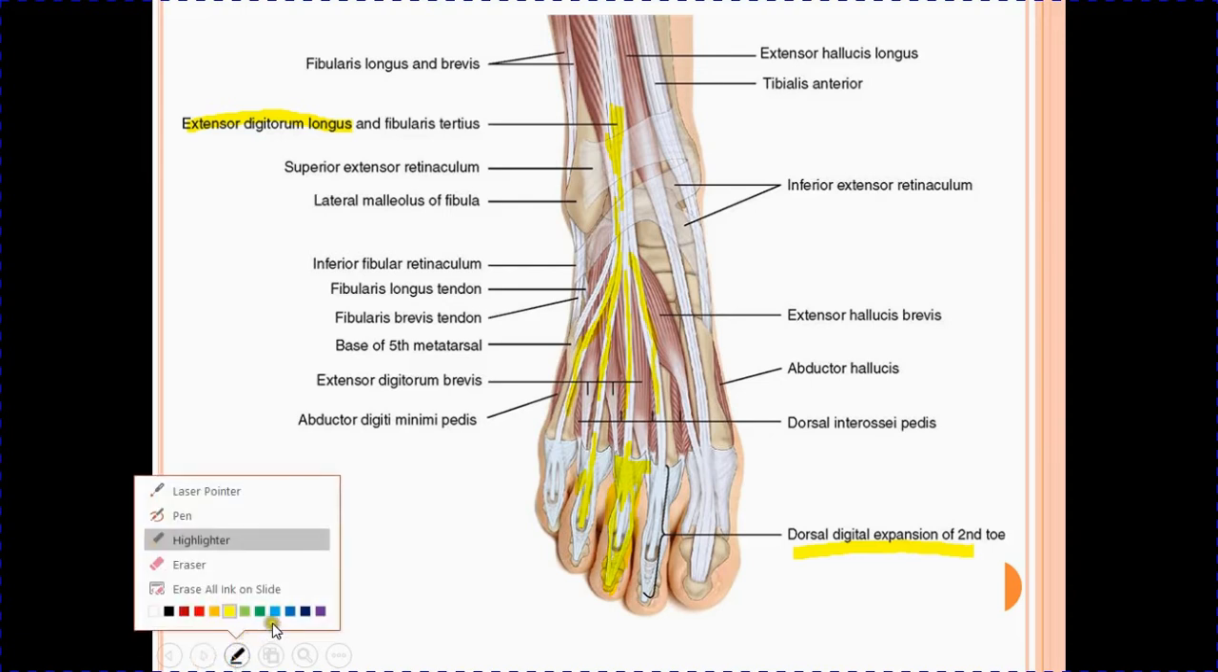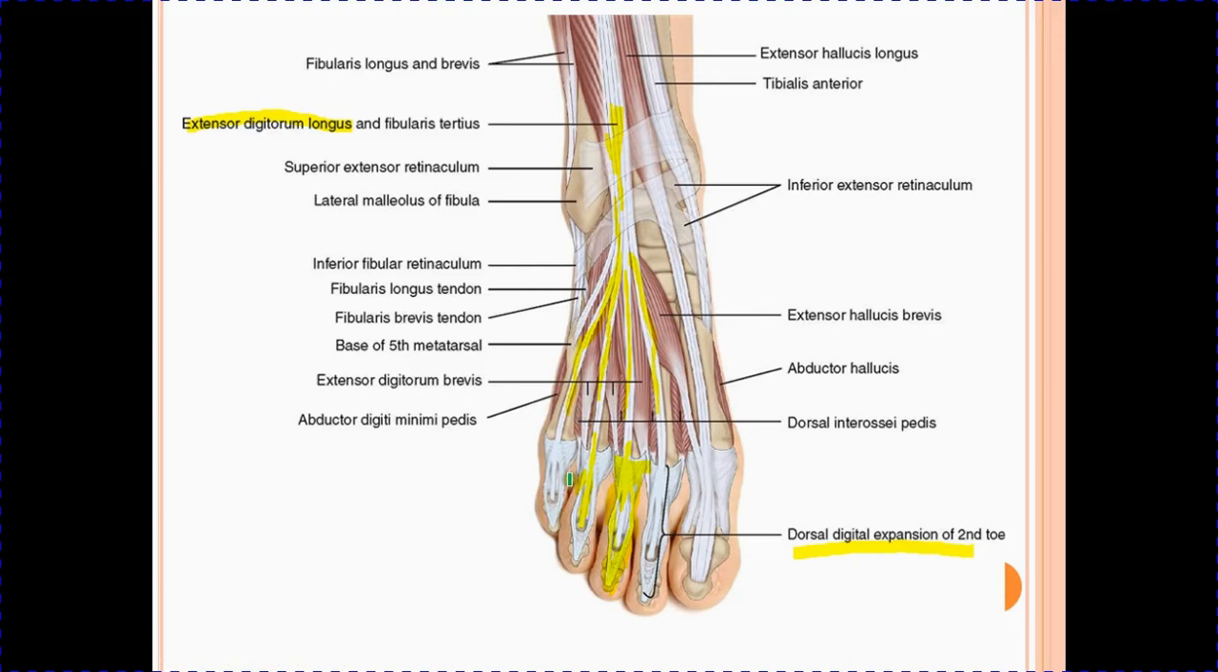I'll change the color of the highlighter to show it to you. While the peripheral slips, you can see, they move upward, they again unite, and they are inserted into the distal phalanx. So this is how the dorsal digital expansion is formed. I'm repeating, that extensor digitorum longus tendon, first it divides into 4 tendons which move towards the lateral 4 toes.